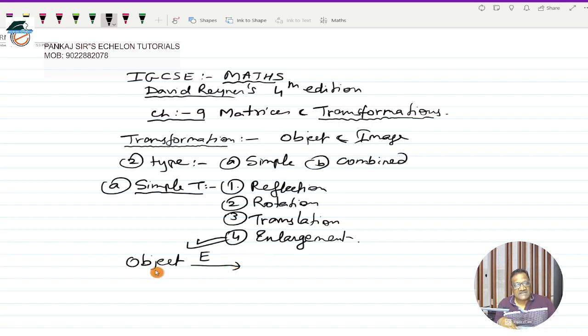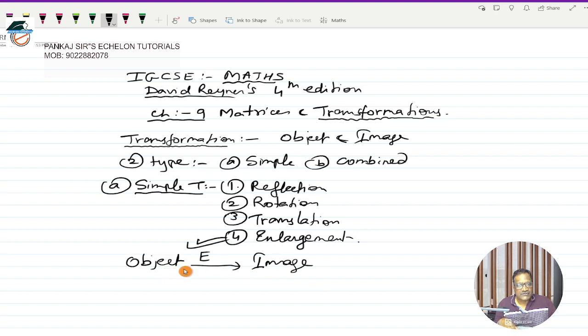Now this object will undergo enlargement and it is going to give you an image. So whenever an object undergoes any transformation, it will create an image. Now your job is to find out the image, once the object is given, by applying that particular transformation. That is one type of question, and you can start with that. So if an object is given, how to find out the image? Okay, so we'll start with that simple thing.